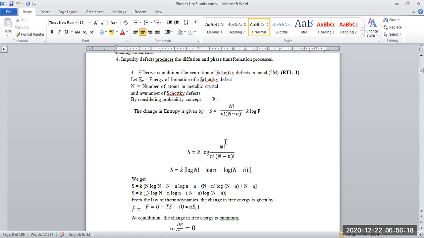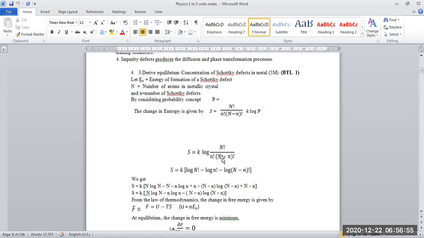Now, here we are interested in the concept of simple mathematics. We are going to solve this by using simple mathematics. So, log of N factorial by small n factorial into capital N minus small n factorial. This is in the form of log of a by b. So here small a is nothing but capital N factorial, and small b resembles small n factorial into N minus n factorial.